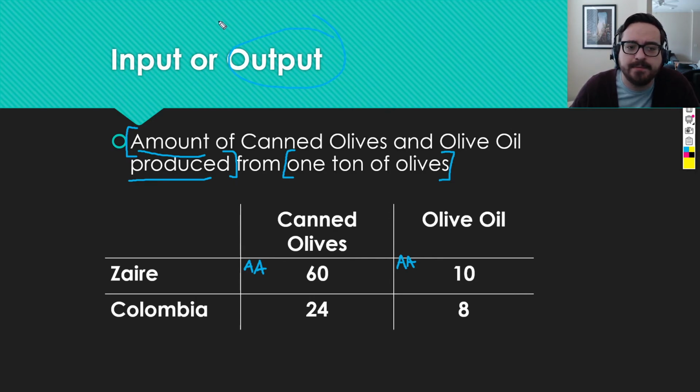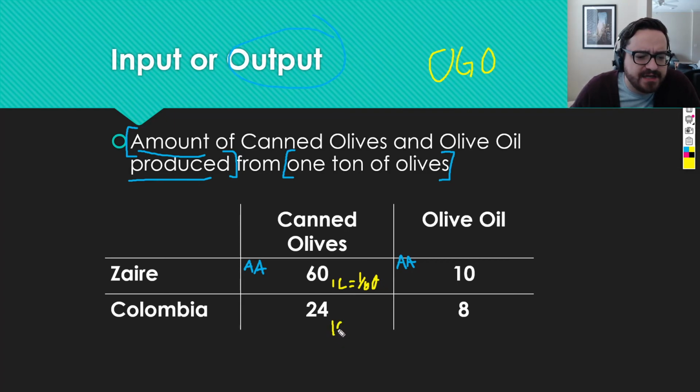It's an output problem. If it's an output problem, class, what's my shortcut? Thank you, everybody. Yeah, we're doing great. Okay. I'm going fast because we've done this a few times, so you probably just want to see the answers already. The opportunity cost of 1 thing of canned olives for Zaire is 10 over 60, so 1/6 of a thing of olive oil. The opportunity cost of 1 thing of canned olives for Colombia is 8 over 24. Be careful, kids like to put a quarter there. It's not a quarter, it's a third.